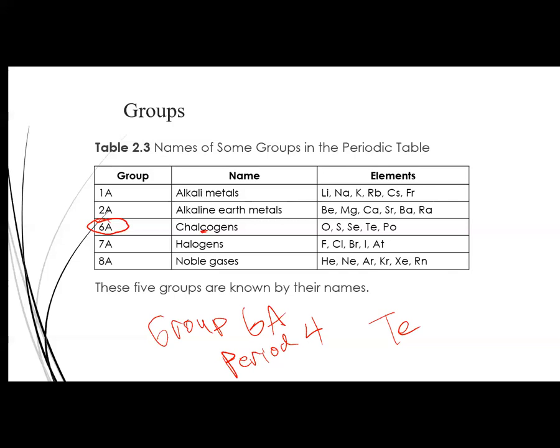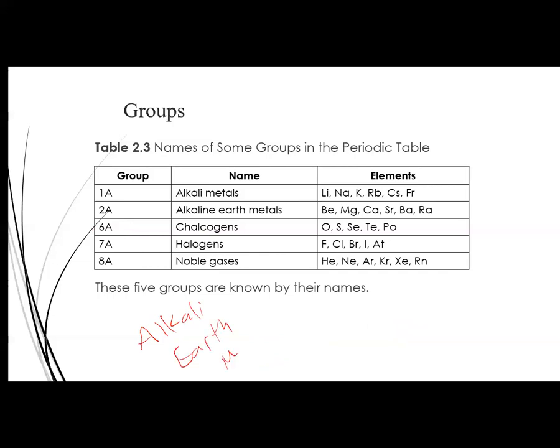The other one could have been, I could tell you that I am thinking of an alkali earth metal. Now, for that alkali earth metal, I'm going to say that it is in period 5. So that's going to be our strontium.